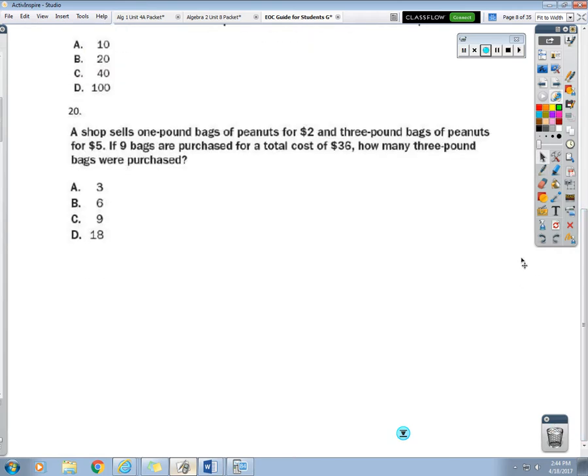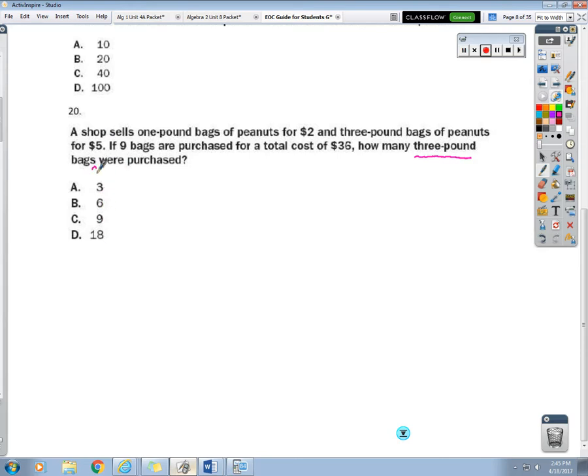A shop sells 1-pound bags of peanuts for $2 and 3-pound bags of peanuts for $5. If 9 bags are purchased for a total cost of $36, how many 3-pound bags were purchased? So first you need to think about what the question's asking you. What are they asking you to figure out? How many 3-pound bags were purchased, right? So doesn't that mean each of these answers down here represents 3-pound bags?